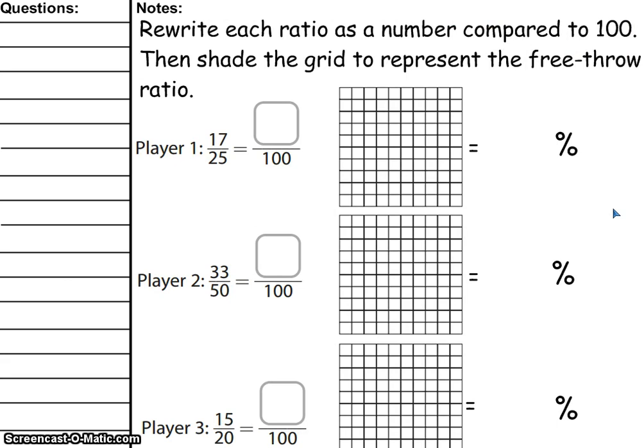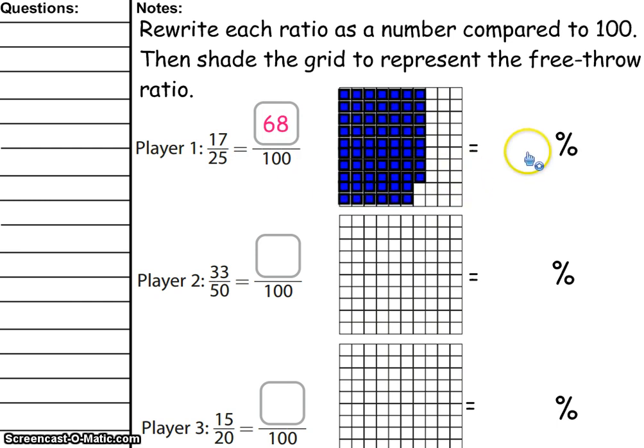So we want to rewrite each ratio as a number compared to 100. Then shade in the grid to represent the free throw ratio. So player 1 was 17 to 25. How do we get from 25 to 100? We multiply by 4. So that means we're going to multiply 17 by 4 and get 68. So we would shade in 68 pieces of our 100 grid, and 68% of our 100 grid is shaded in.